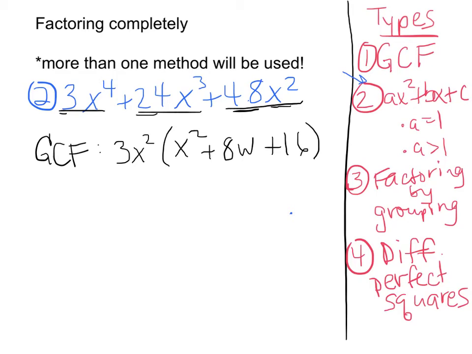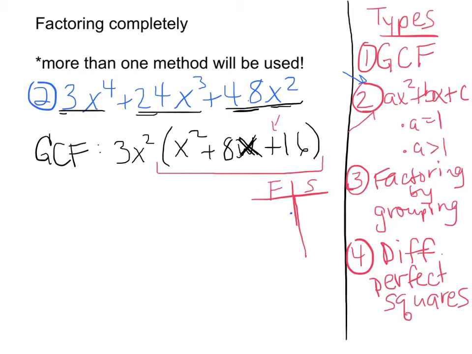Alright, so before I would be done, but now I want to take a look at what it is that I have in parentheses. In parentheses, I have x squared plus 8x, not 8w, 8x plus 16. And when I see that, I notice that now I do have this type 2 that we looked at, ax squared plus bx plus c. My a value is 1, so all I have to do here is my factor sum table, and I want to know what multiplies to 16 but adds to 8.